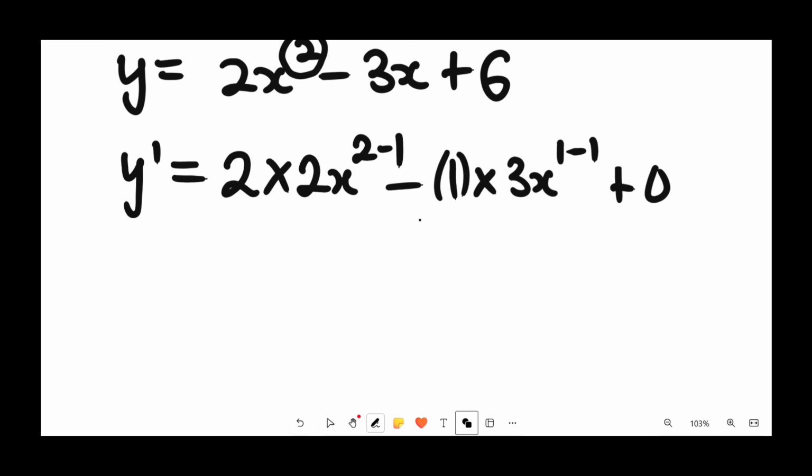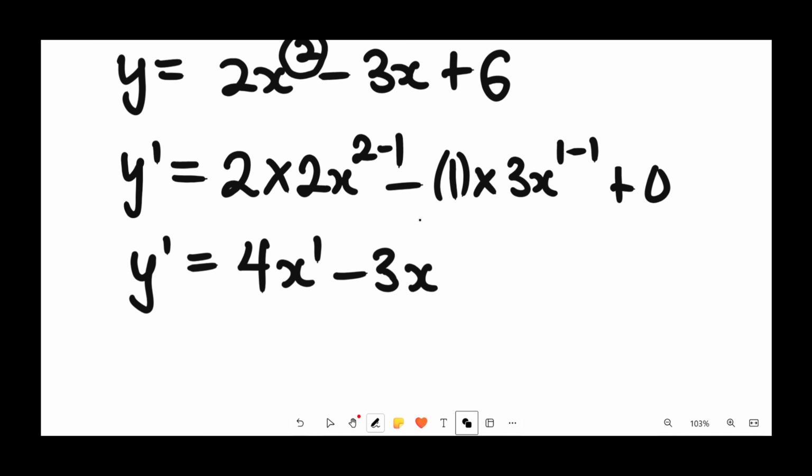So we are going to get our y prime to be equal to 2 times 2 gives us 4. Then x having a power of 2 minus 1. So the power becomes 1. Then we have negative 1 multiplying 3, and that will be a negative 3. Alright, so we have the x here, then having a power of 1 minus 1, which will give us 0. And this will give us 4x, because there's no need for you to bring the 1.